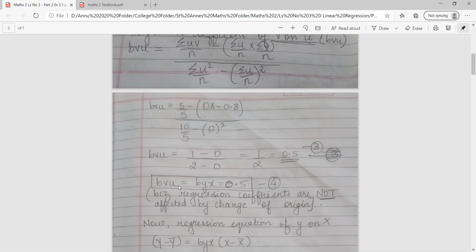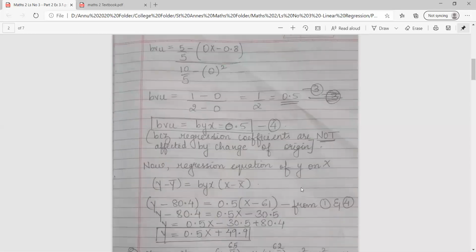So we got bvu as 0.5, which is nothing but byx. That is point number 4. So class, remember why bvu and byx are equivalent? Because the regression coefficients are not affected by change of origin. So the method which we are following, that is replacing x by u and y by v, is called change of origin. So you can give this reason when you are telling that bvu and byx are equal. Similarly for buv and bxy, the regression coefficients are not affected by change of origin.